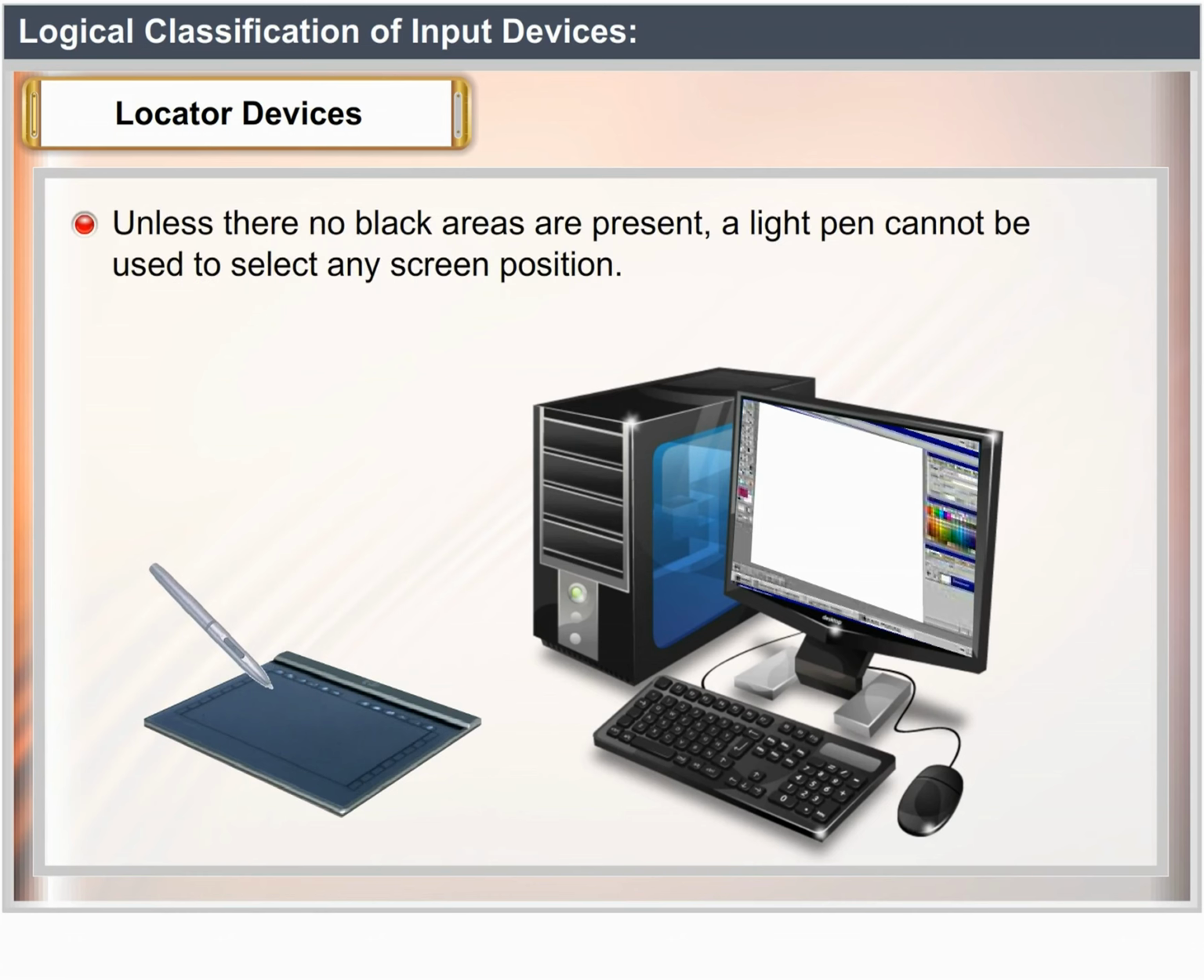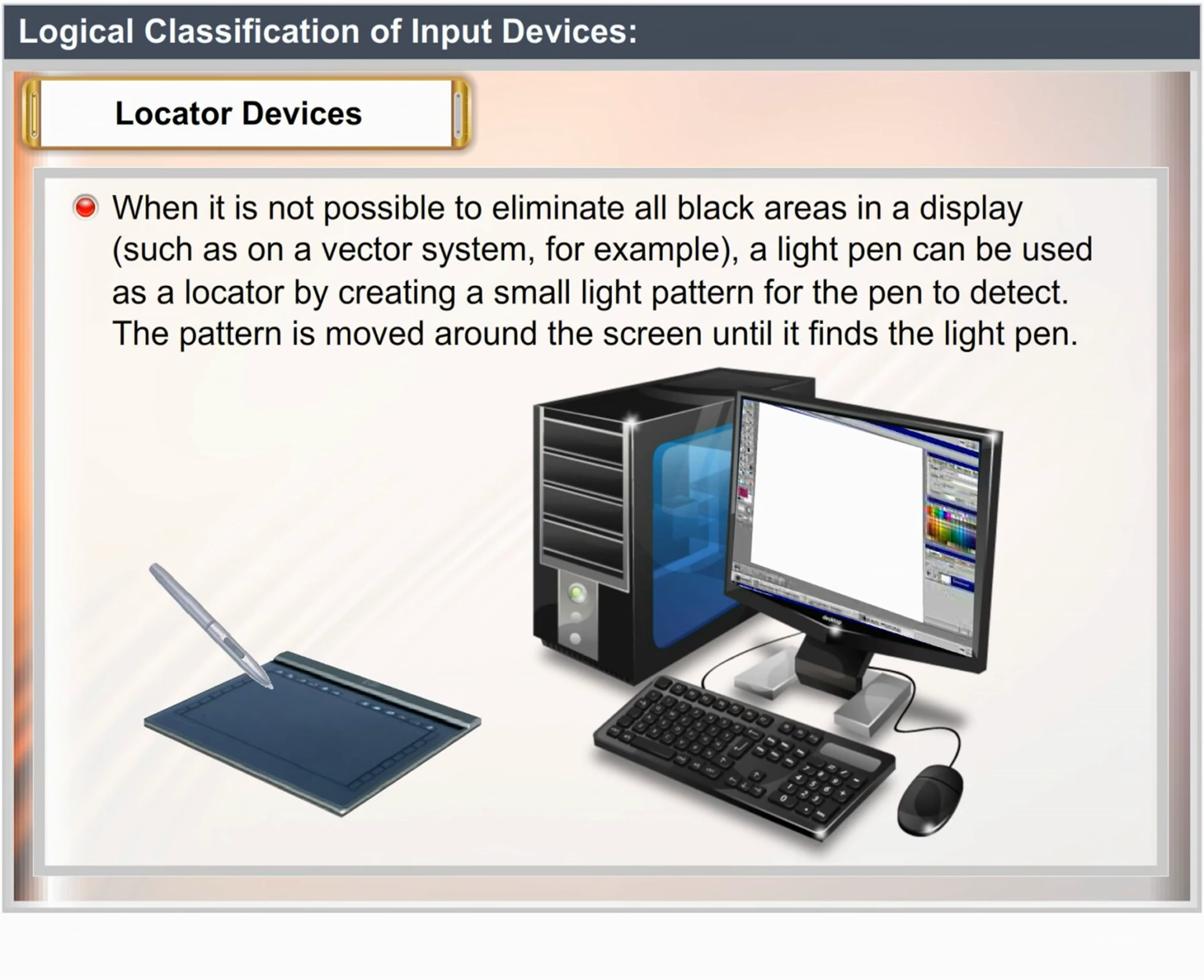When it is not possible to eliminate all black areas in a display, such as on a vector system, for example, a light pen can be used as a locator by creating a small light pattern for the pen to detect. The pattern is moved around the screen until it finds the light pen.